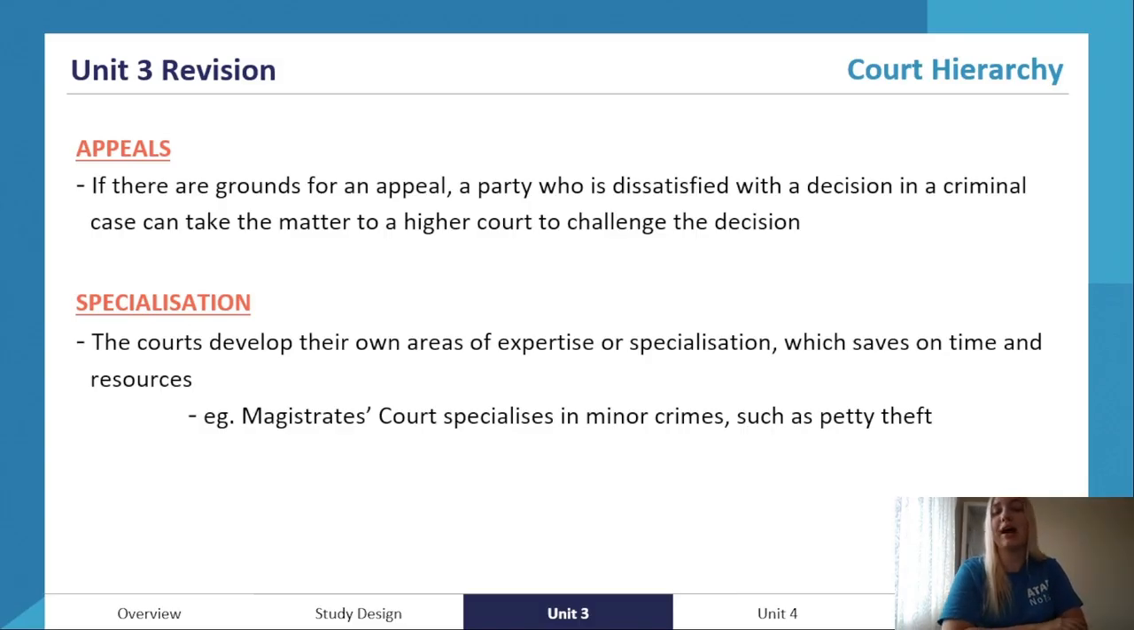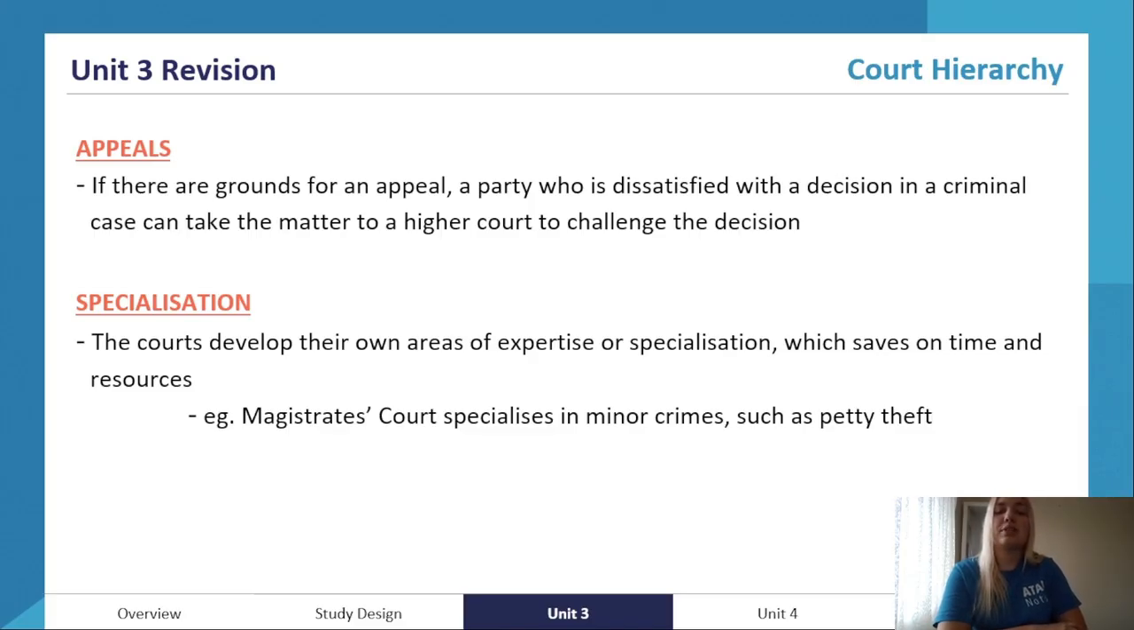suggest that if there are grounds for an appeal, a party who is dissatisfied with the decision, whether it's the accused or the prosecution, may take the matter to a higher court to challenge the decision. They can file for an appeal, and if they are deemed to have had reasonable grounds to do so, that will be accepted, and they will have a trial again in a higher court.